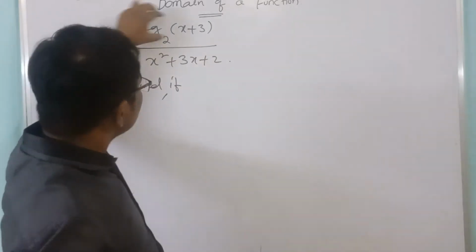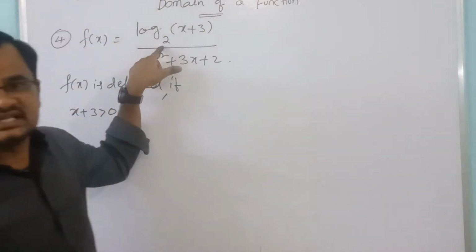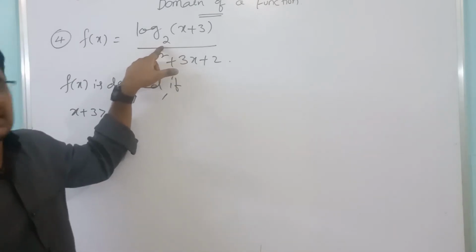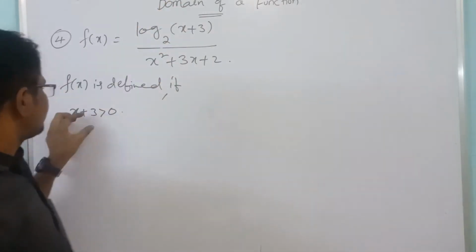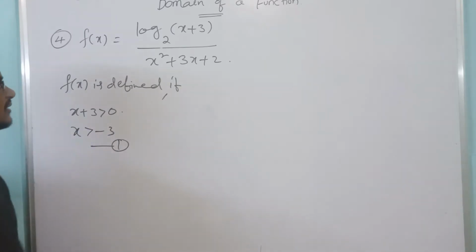Because it is in the form of log of f of x to the base g of x, here g of x is greater than 0 and not equal to 1. So here f of x greater than 0 means x is greater than minus 3. Take this as equation number 1.